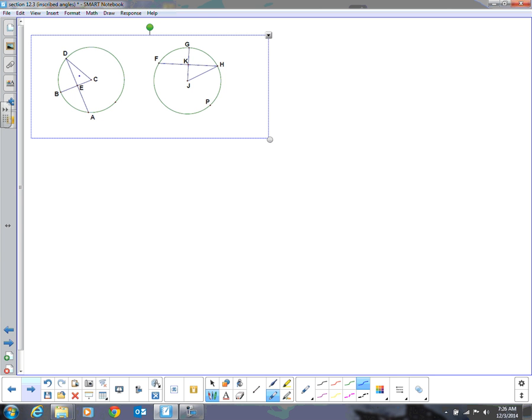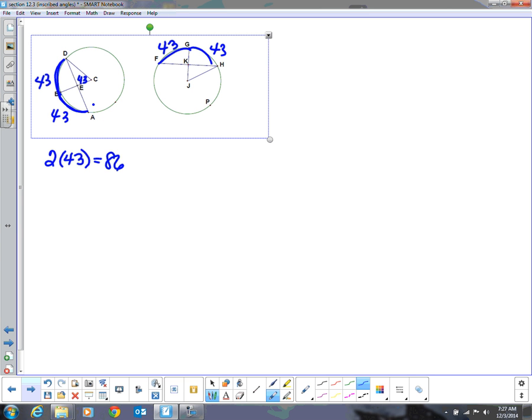DCB. If this is 43, what is that arc? 43. What is this arc? 43. These circles are congruent, so what is this arc? And what is this arc? All right, what did they ask us for? They want to find the measure of AD. So what's the measure of AD? It would be 2 times 43, and I should see the work, which is 86. Next.